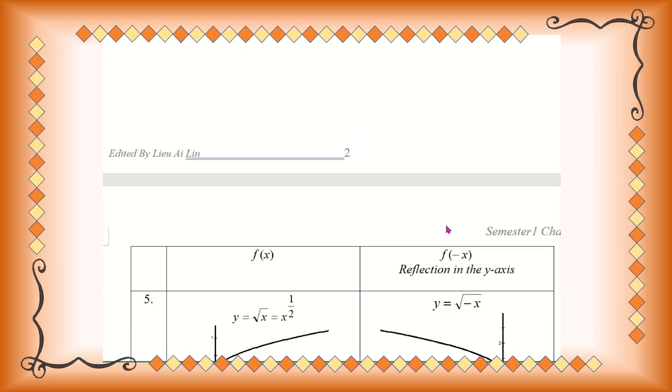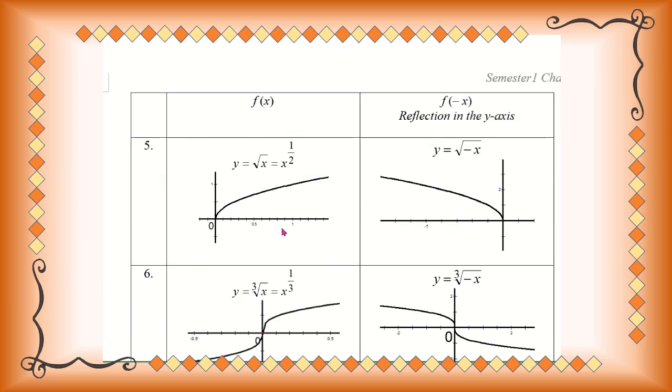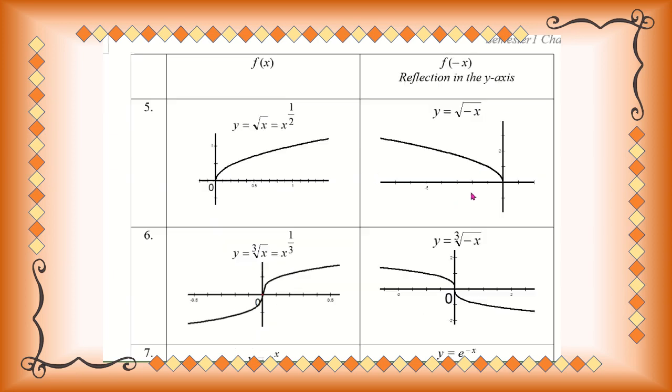Then now we go to some other function, which is the square root function, y equals square root of x. The shape of square root of x is a curve going up in the first quadrant only. Then when there is a negative in front of x, it means you need to do reflection by using the y-axis, going to the left hand side. So after reflection, the curve is in the second quadrant.